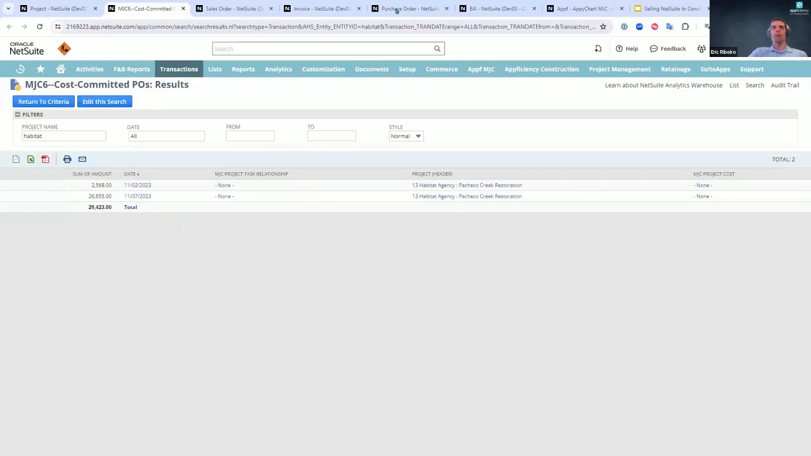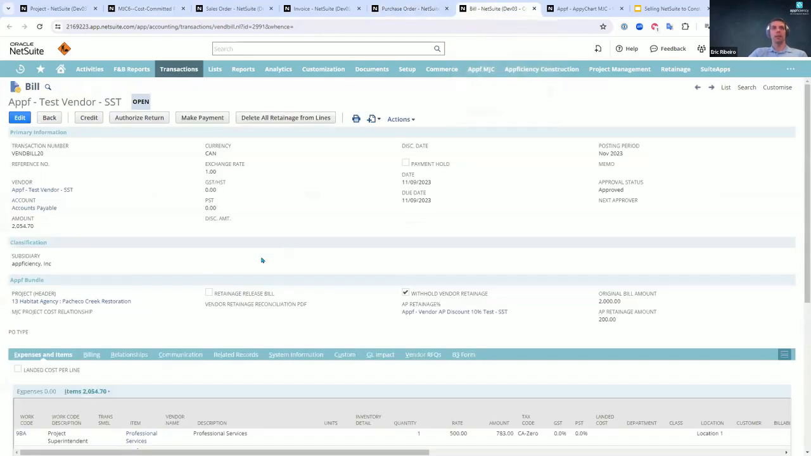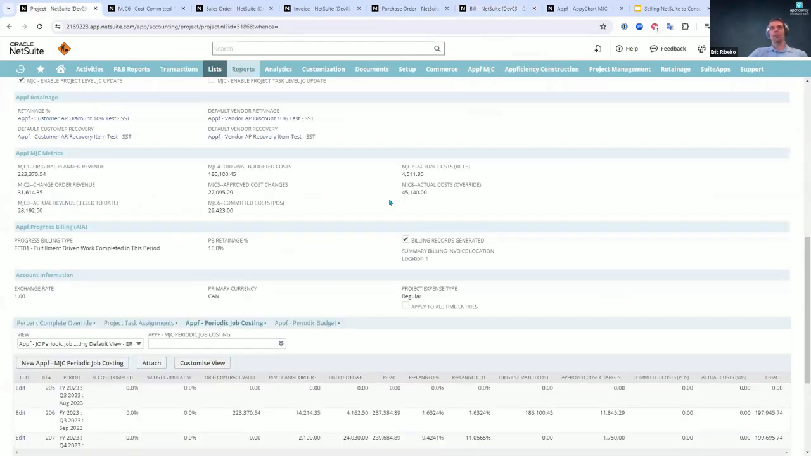Okay. And then to end the process of the procure-to-pay workflow, we have the vendor bills, right? So these vendor bills are going to be your actual costs, and these actual costs are going to map to what we call our actual cost job costing metrics. And this is ultimately what's going to feed and calculate your percent cost complete. Now, percent cost complete is usually, 99% of the time, actual costs over total budgeted costs.